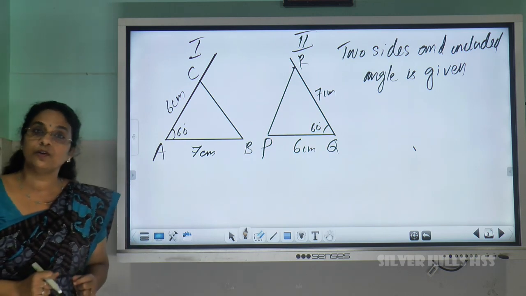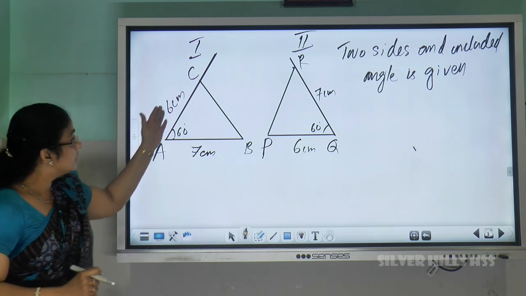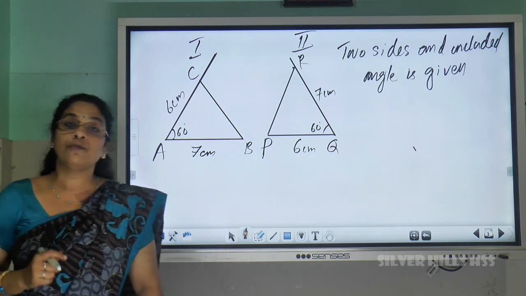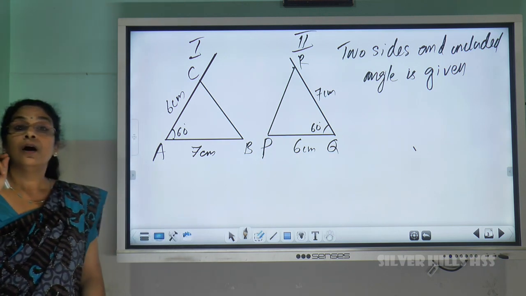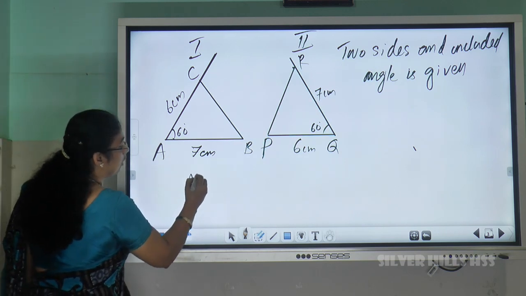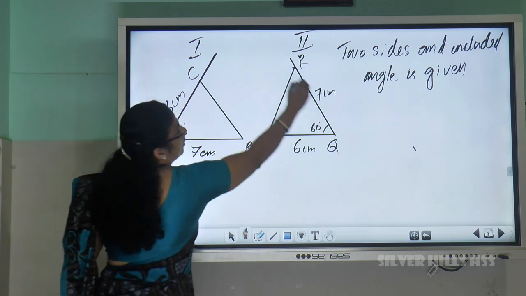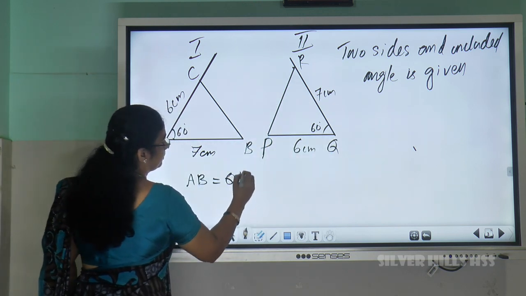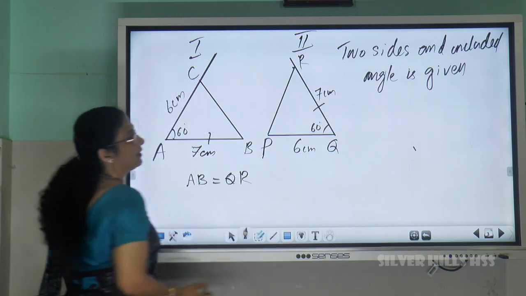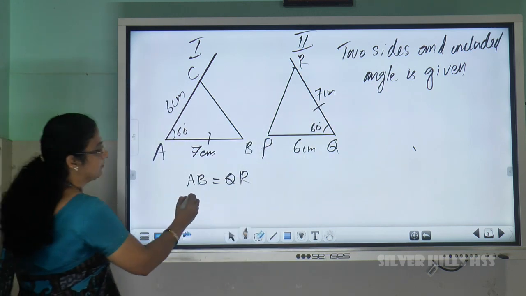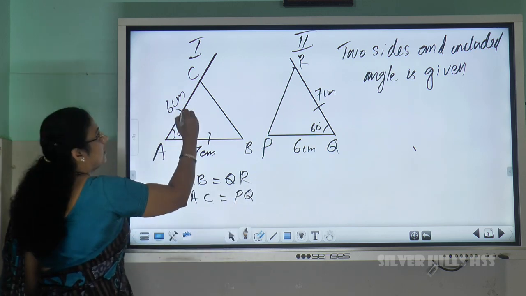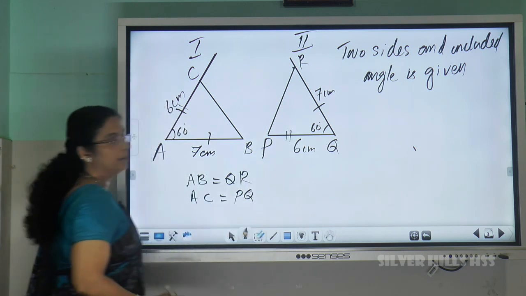Then we can check what about the third side of these triangles. What is the measurement of the third side? And what about the other two angles of the triangles? First of all, we have AB equal to QR, and next AC equal to PQ.